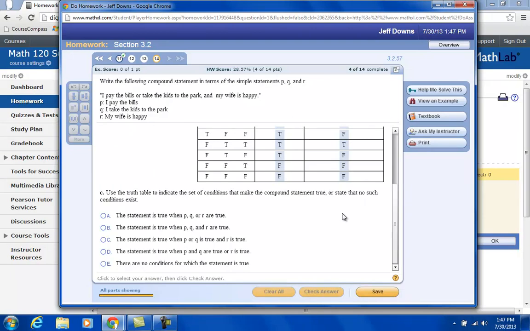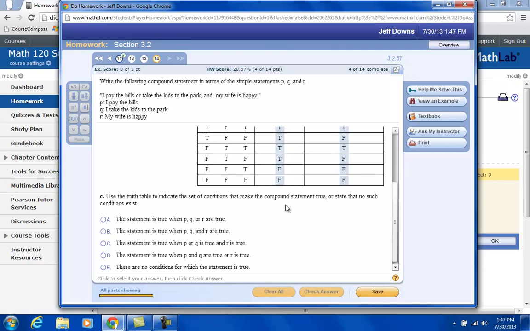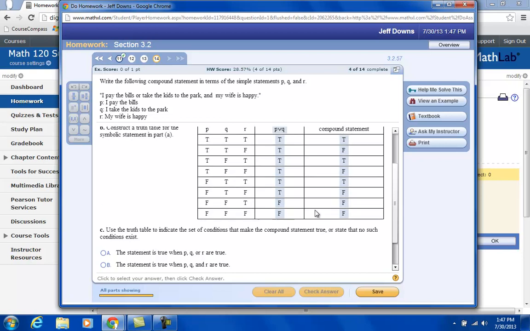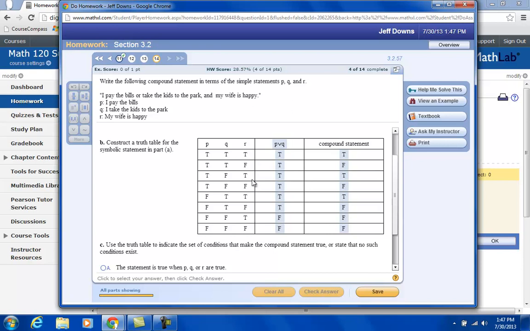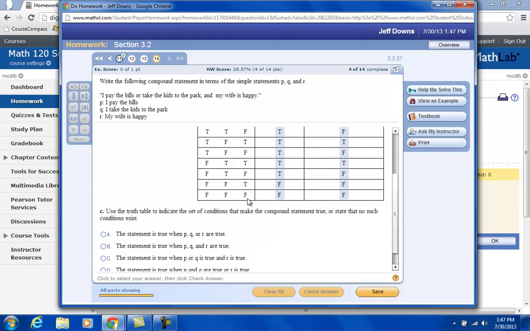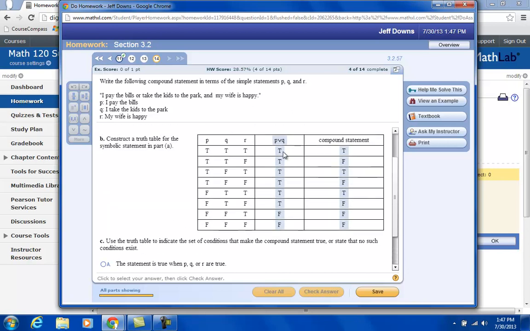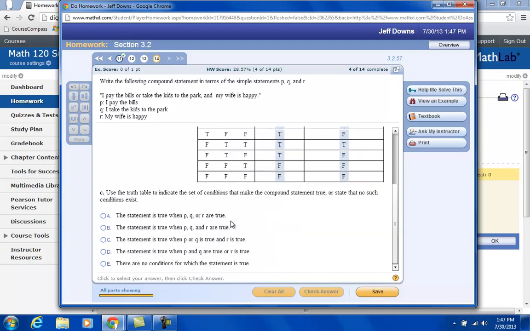Oh, there's still more. Okay. Use the truth table to indicate the set of conditions that make the compound statement true or state that no such conditions exist. So we see it's true. R has to be true for it to be true. See, that's the case. So the statement is true when, now notice P or Q are true, it'd make it true, and R has to be true. P or Q is true and R is true.